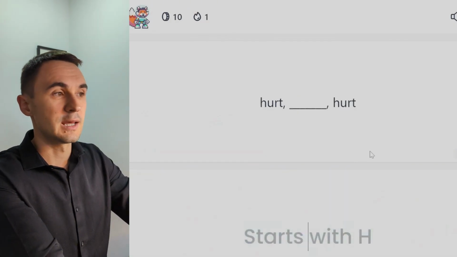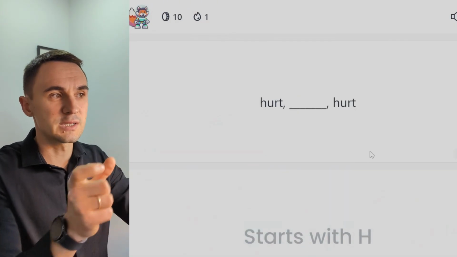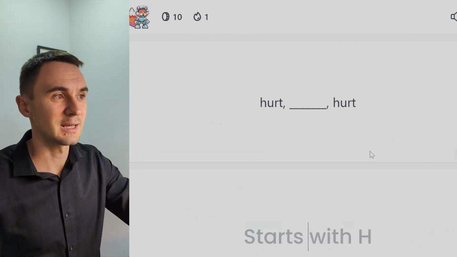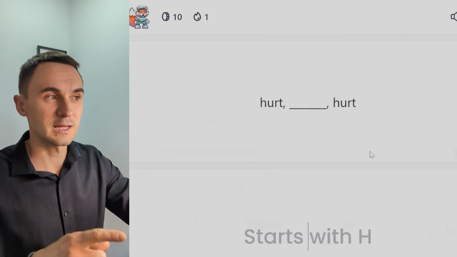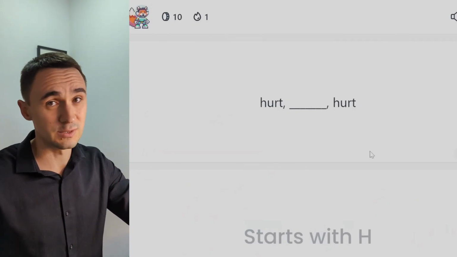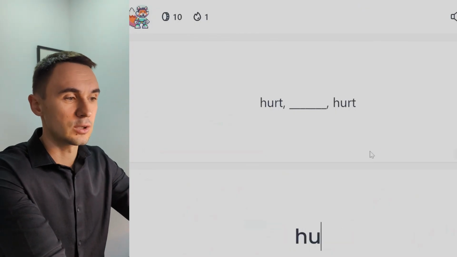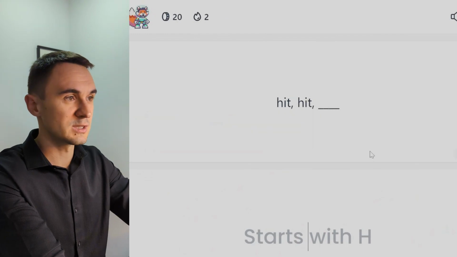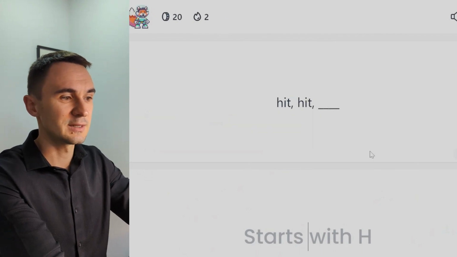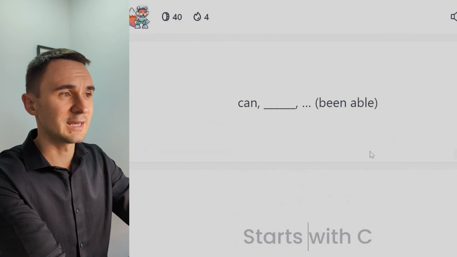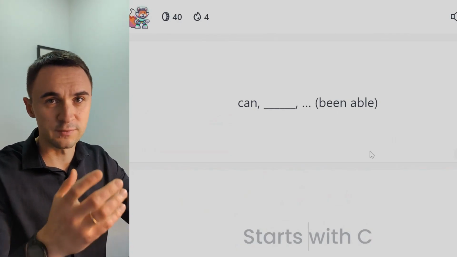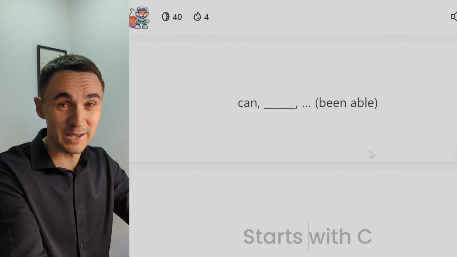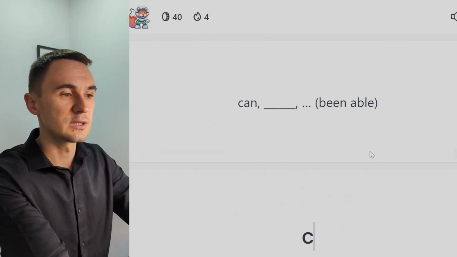Good job. Now, how about this one? Hurt, missing form, hurt. What's the answer? You've guessed it already, I guess. That irregular verb has all three forms the same. So it's going to be hurt, hurt, hurt. And now you got the point. Let's try to do it together. So what's the answer? Hit, hit. Now what about can? What's the past form of can? This is a bit irregular. Yeah, of course, even an irregular pattern. So the answer is could.